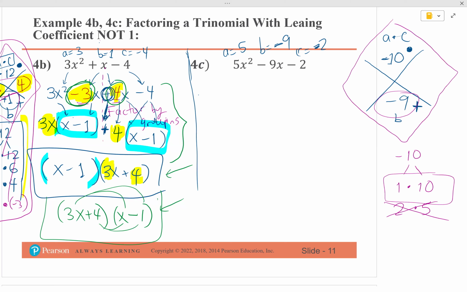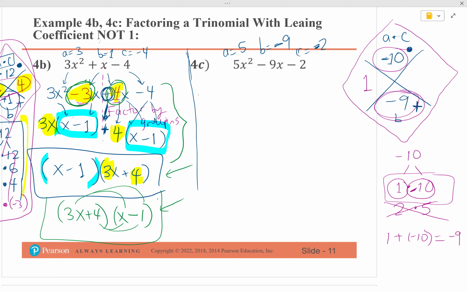Which one do I make negative? I guess if I want the two numbers to add up to a negative, the bigger one better be negative, right? So I think I need -10 and 1. 1 times -10 would be -10 like I want. Okay, check. 1 plus -10 is -9. Yep. So I think those are the ones we want.